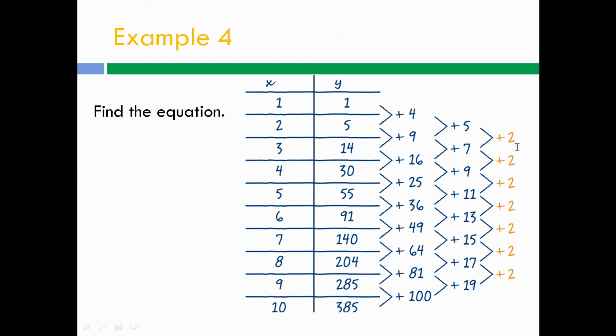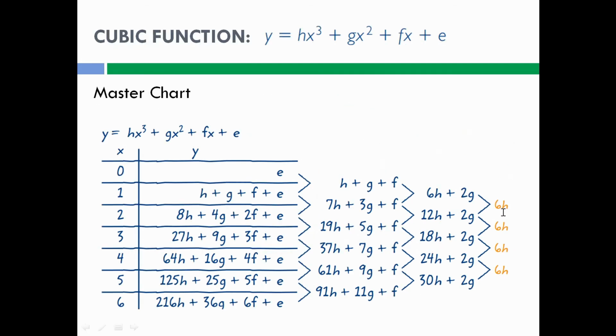Start from the end. 2. 2 is actually the 6h. So 6h equals 2. That means h equals 1/3. Good. I have the first value, 1/3.